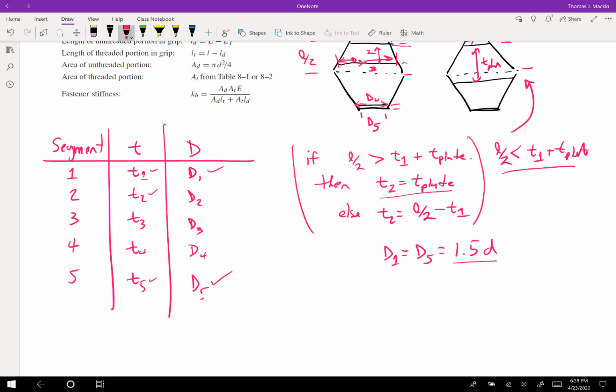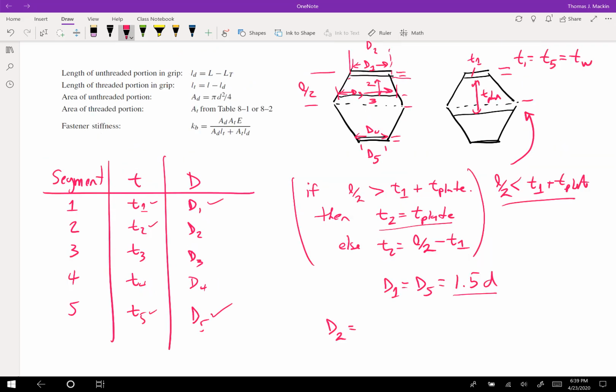So then what is D2? D2 is just the diameter at the next step down. That's at the beginning of segment 2. D2 is just going to be equal to D1 plus twice the thickness of layer T1 times the tangent of the angle alpha. Pretty straightforward.